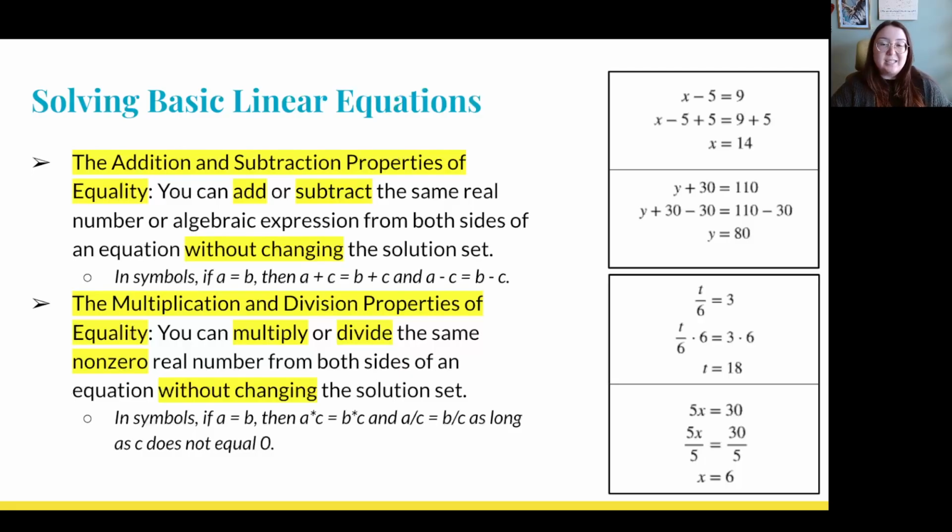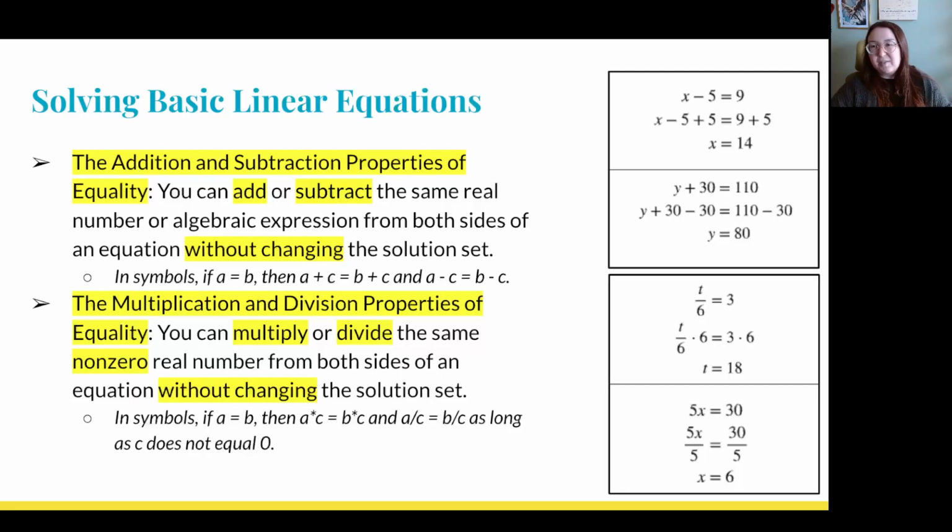And also A divided by C and B divided by C are also equal as long as C does not equal 0. If C is equal to 0, then you would divide by 0. You just can't have that. Can't do that. That would make it indeterminate. So all that being said, we can look at some of the boxes here on the right-hand side.